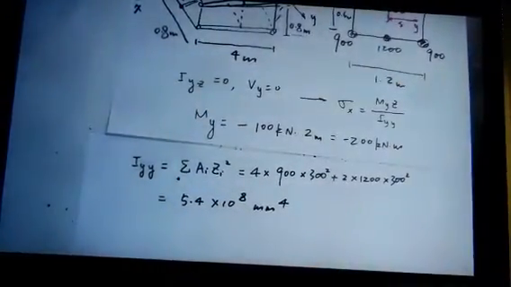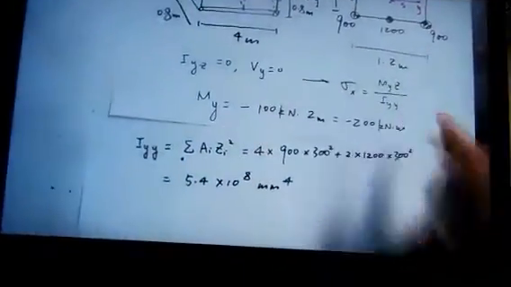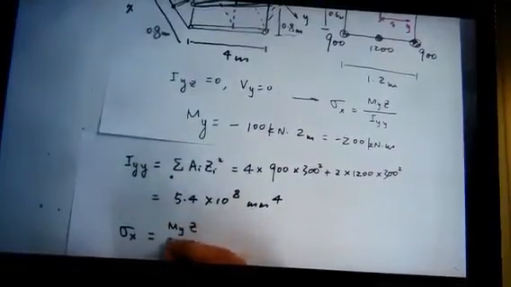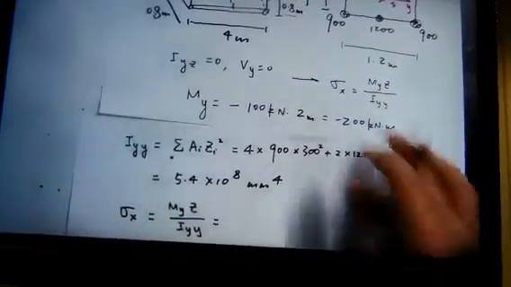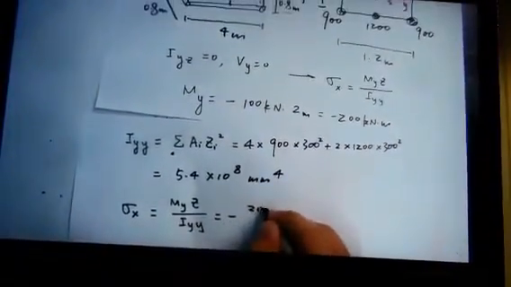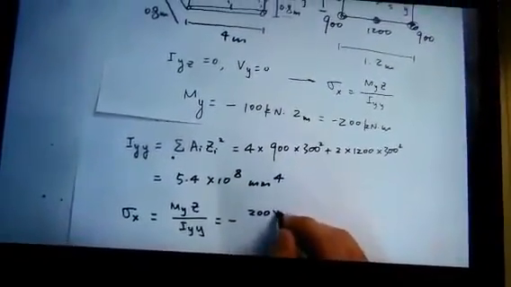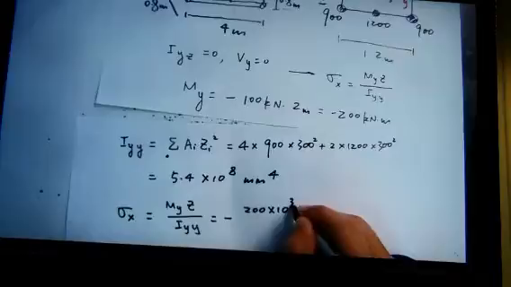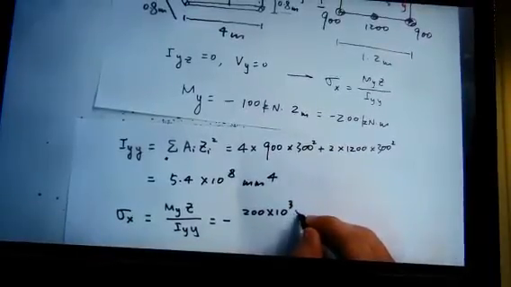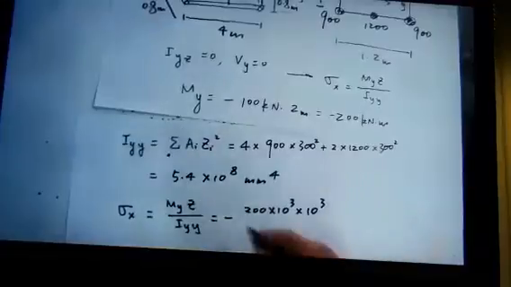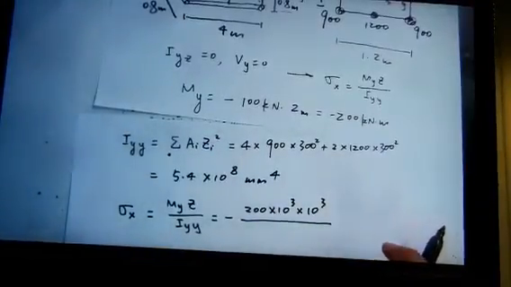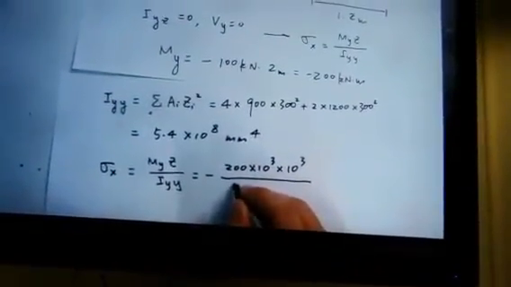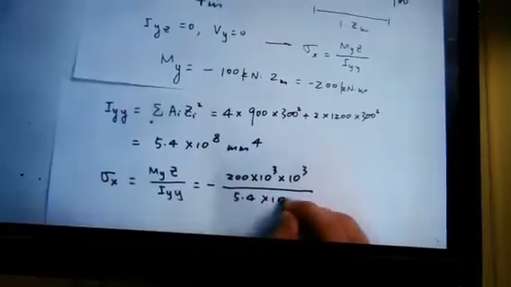This is the second moment of area. Then sigma x equals to My z over Iyy. My is negative 200 kilonewton-meter. We convert kilonewton to Newton, and then convert the meter to millimeter, because we are using millimeter for Iyy. To be consistent in the length unit, we'll convert everything to millimeter.